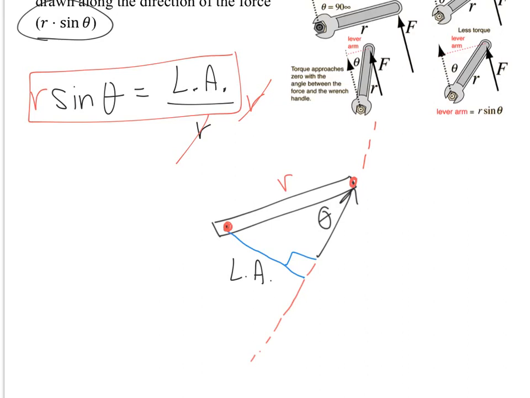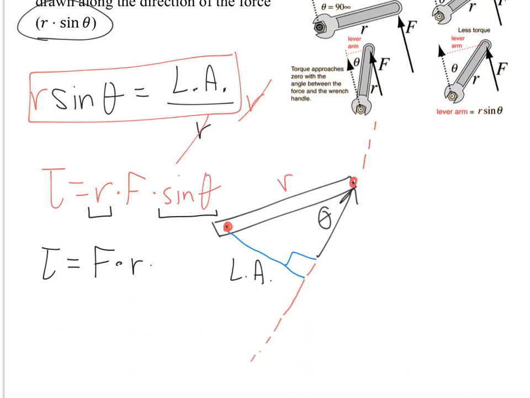So in this section, we're going to continually use this formula: tau equals r f sine theta. And you can always use that formula. But if for some reason you're told the lever arm is some distance, we could recognize that the lever arm is the product of these two factors in that equation. So I could rewrite this as tau equals f r sine theta, which is the same thing because multiplication is commutative.